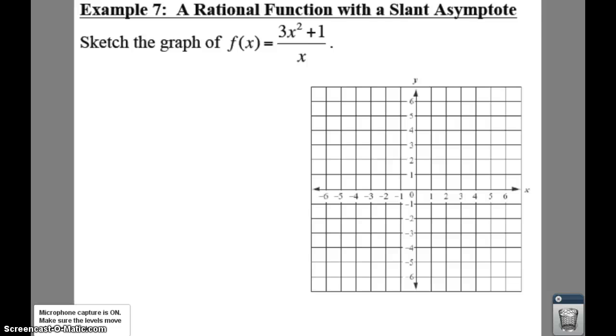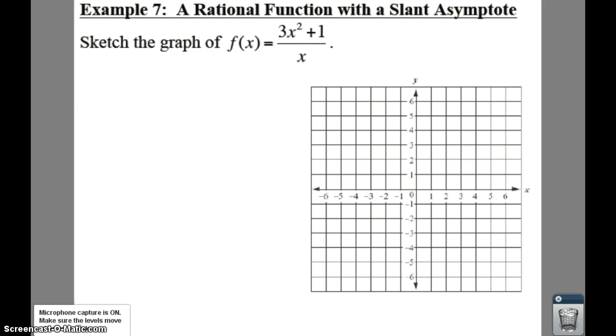So for example 7, here we're going to have a rational function with a slant asymptote. Notice that your degree on top is 1 more than your degree on bottom. So what we should do is we should probably simplify if you can. Well, we try to simplify, you can't factor anything.